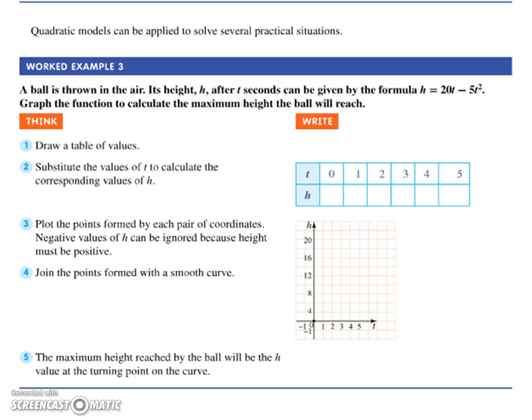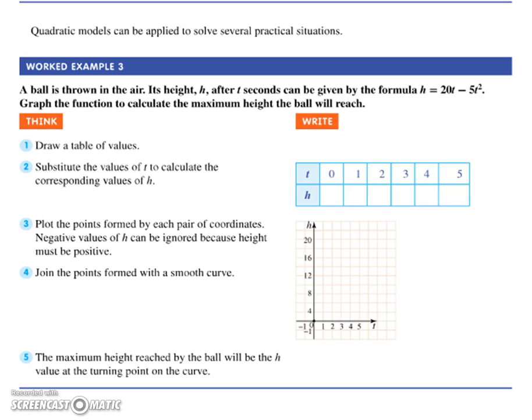A ball is thrown in the air. Its height after t seconds can be given by the formula height equals 20t minus 5t squared. Now it's not going forward, it's just measuring its height over time. We need to graph the function to calculate the maximum height the ball will reach.